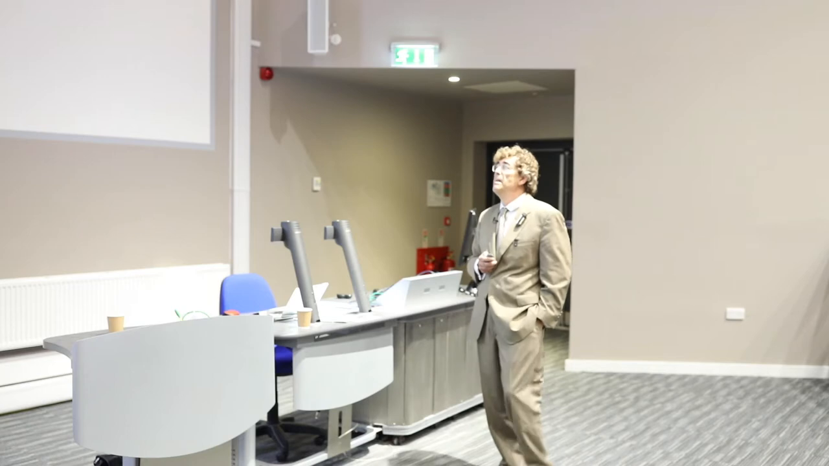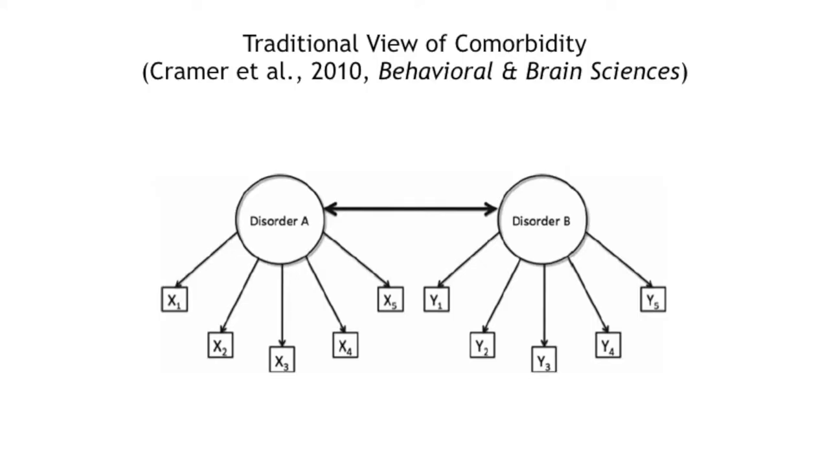So there's a number of things this sort of offers here. First of all, the network analysis has kind of a solution to the comorbidity problem. I think when she was a graduate student, Angelique Kramer wrote a BBS paper on this. She says, well, here's a sort of a diagram.